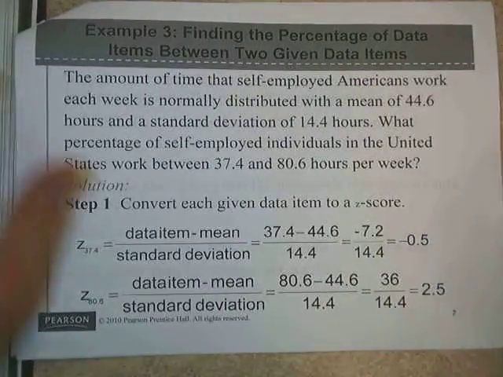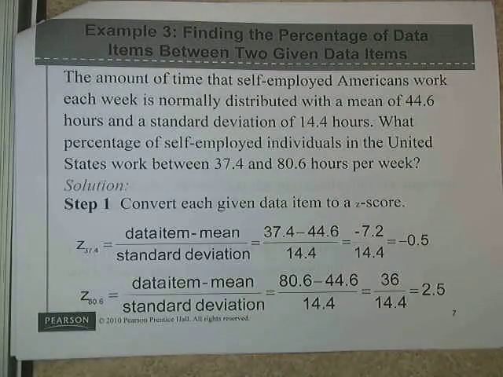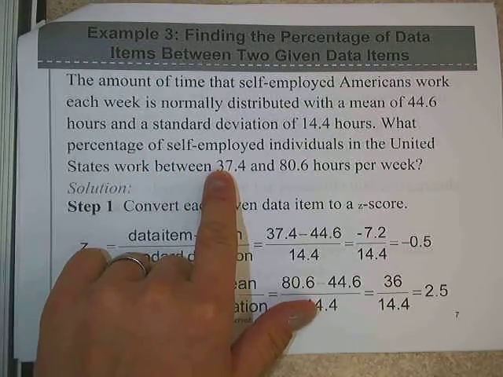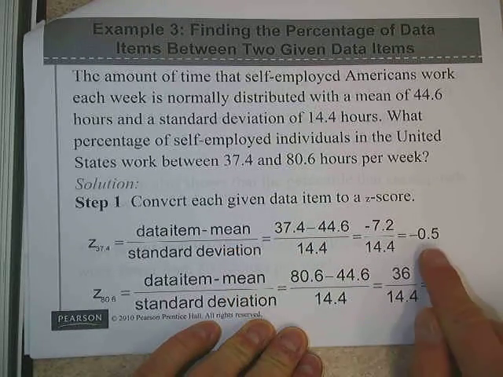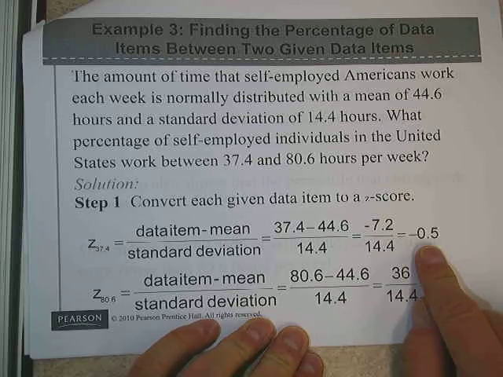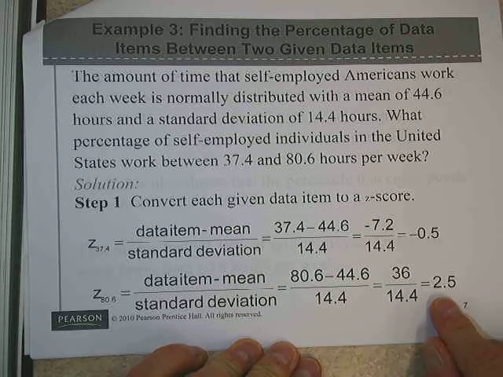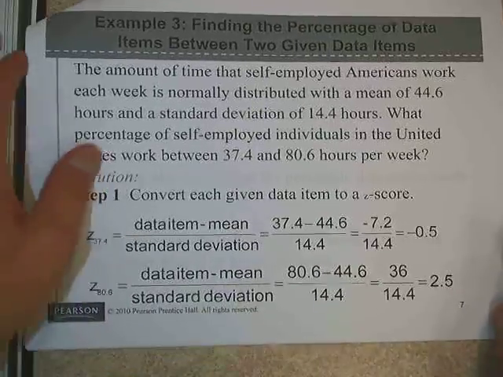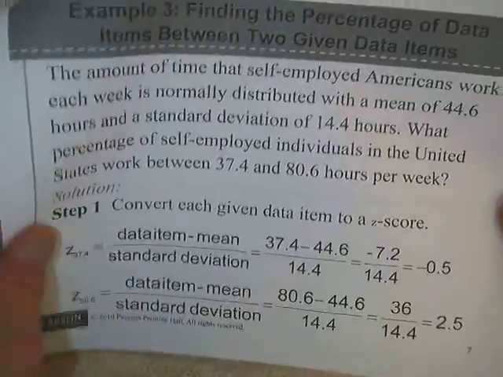And if we look at the next one I have here, it says the amount of time that self-employed Americans work each week is normally distributed. 44.6 is the mean, 14.4 is the standard deviation, and we want to know what's the percentage that are between 37.4 and 80.6. So we'll go ahead and calculate the z-score for the smaller one. 37.4 turns out to be -0.5. The 80.6 turns out to be 2.5, and so from there we're going to look at our table.